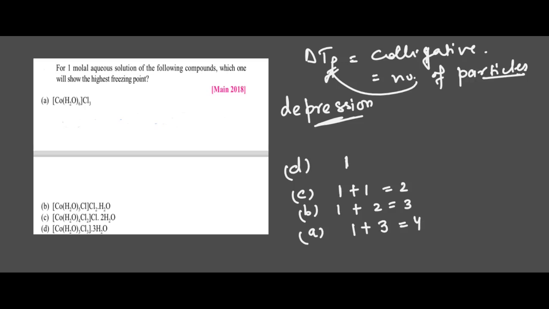So I can see that in case of option D, the least number of particles are there. When the particles are least, that means the freezing point would be highest. So the correct option of this question is option D.